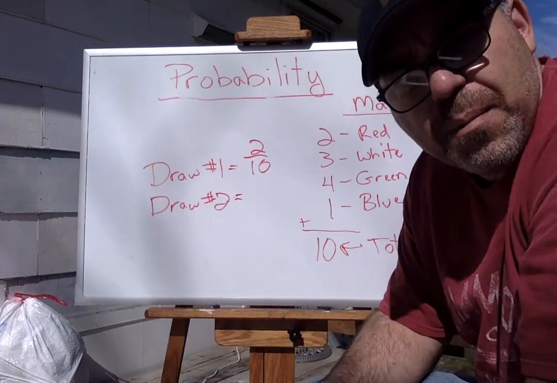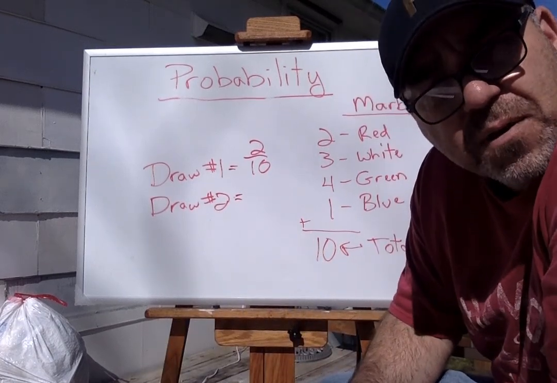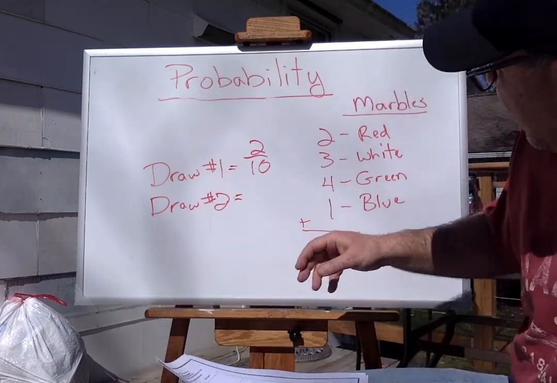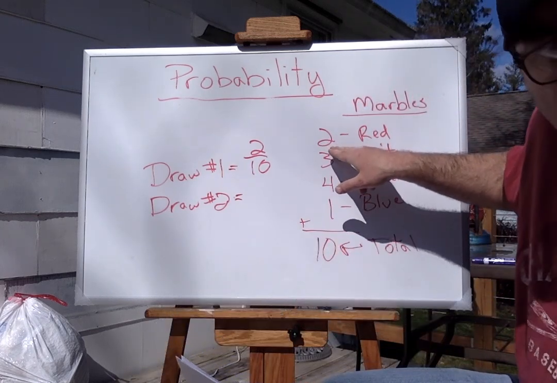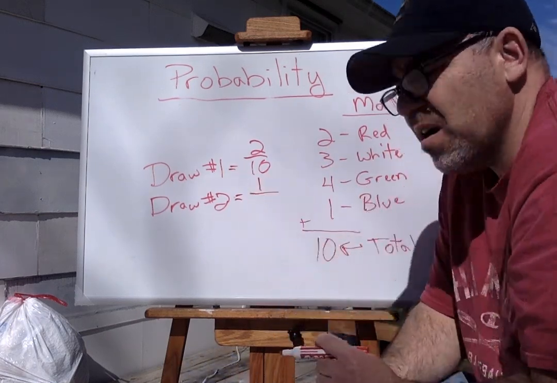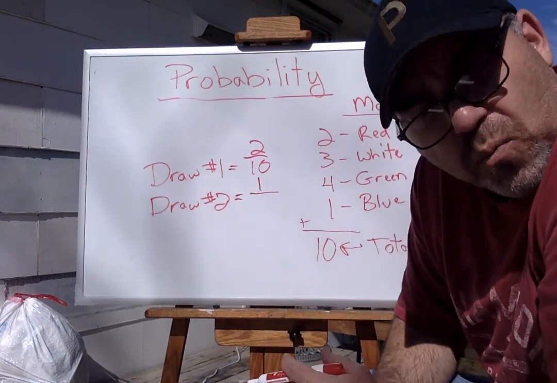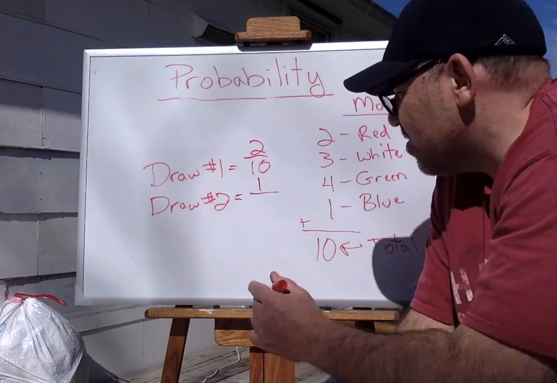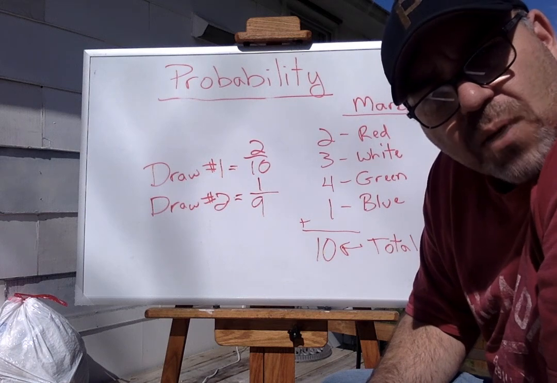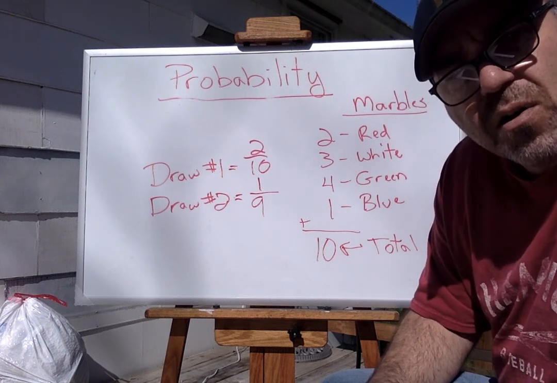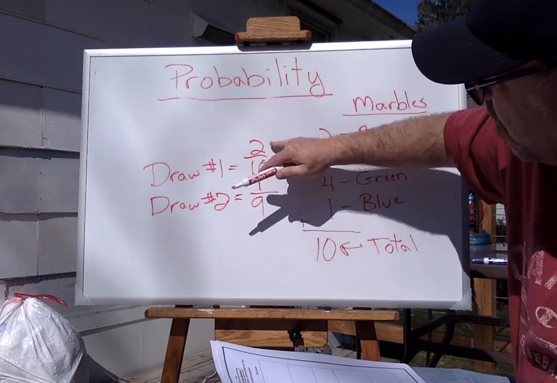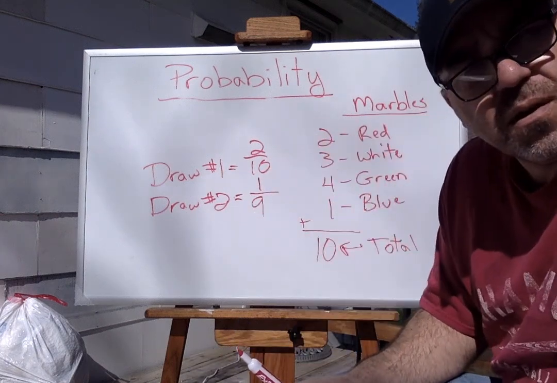Now again, I did not put that red marble back in the box. So now how many red marbles are in the box? Well, we have 1 out. So this number gets reduced down to 1. And there's 1 less marble total in the box. So that total is 1 out of 9. Okay? So if you're picking the same color, not only is the total number going to go down, but the total number of possible choices gets reduced.